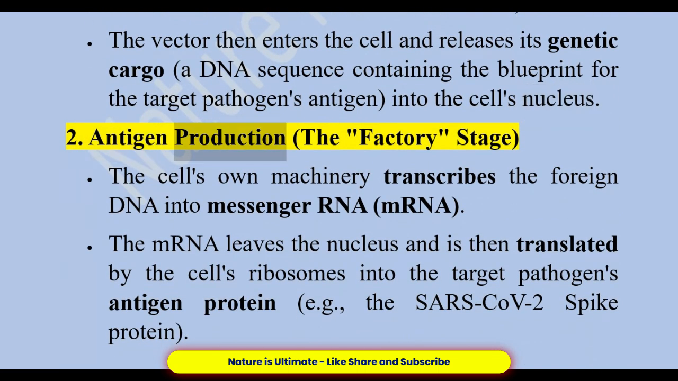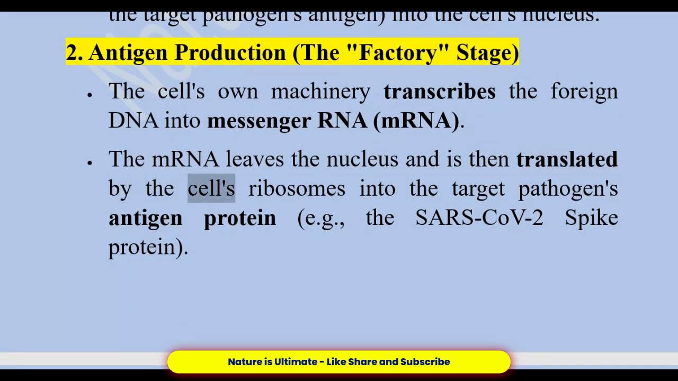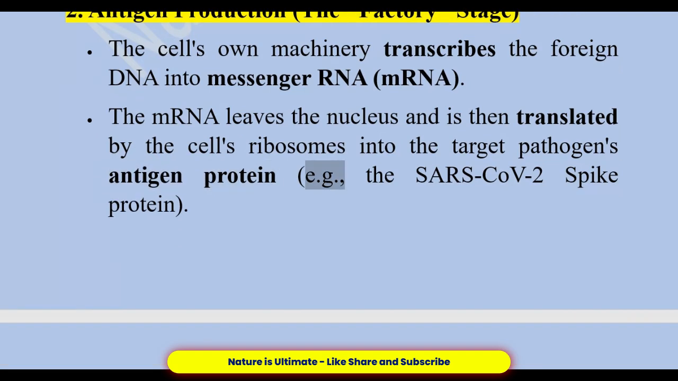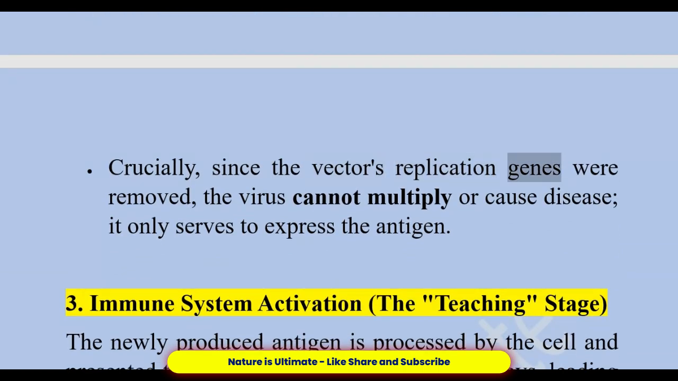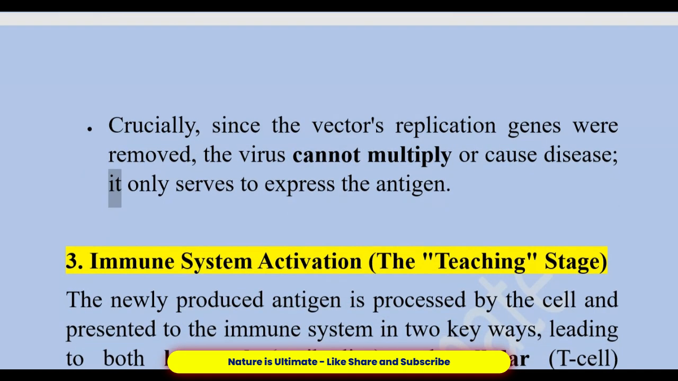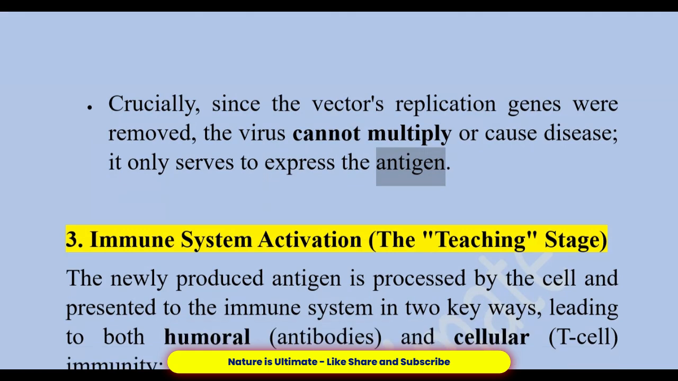2. Antigen production, the factory stage. The cell's own machinery transcribes the foreign DNA into messenger RNA, mRNA. The mRNA leaves the nucleus and is then translated by the cell's ribosomes into the target pathogen's antigen protein, for example the SARS-CoV-2 spike protein. Crucially, since the vector's replication genes were removed, the virus cannot multiply or cause disease. It only serves to express the antigen.